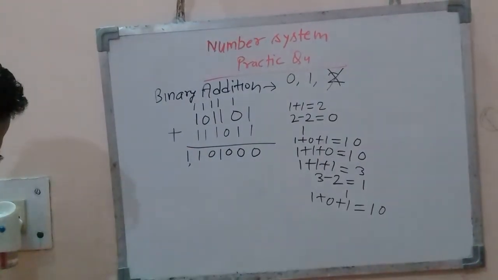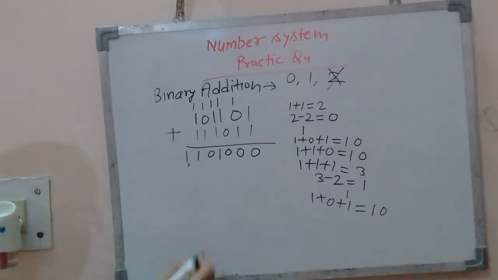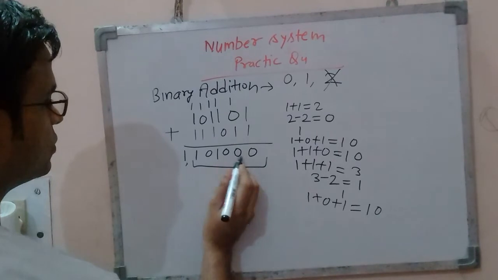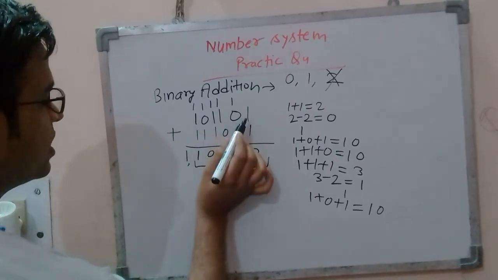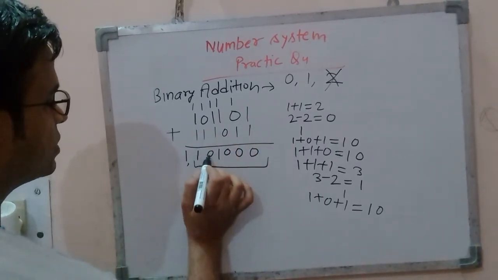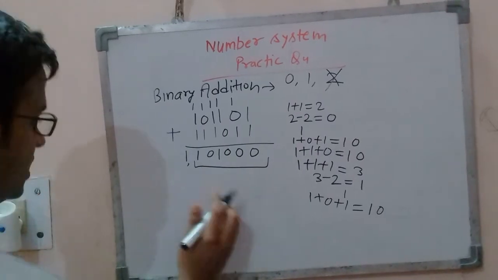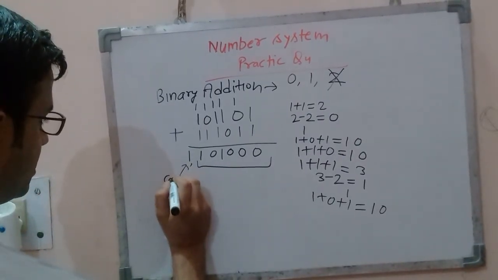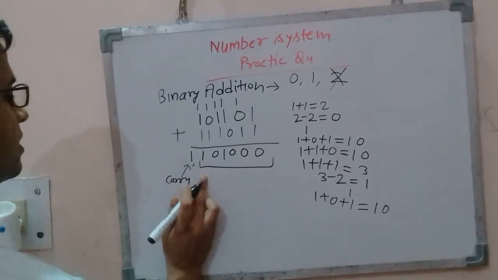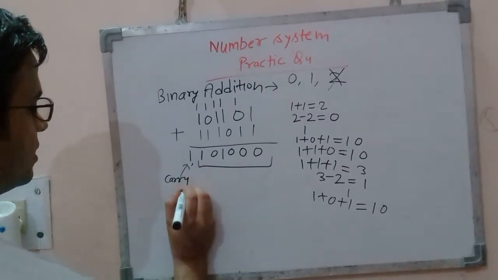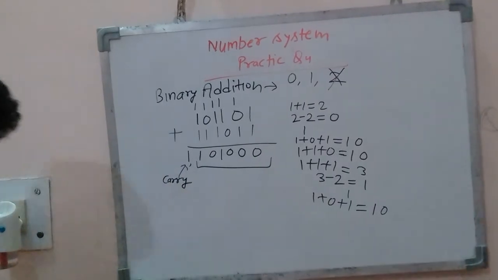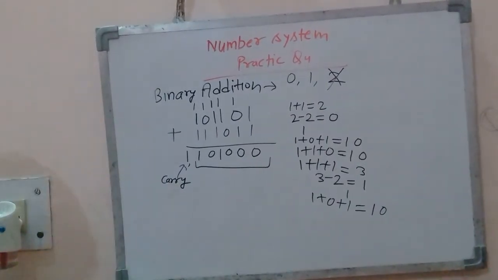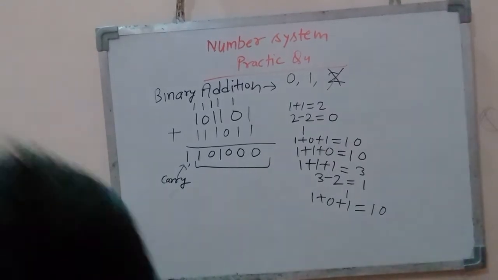So what is the summation? Summation is this one, 1 0 1 0 0 0. Since these are 6-bit numbers, the answer will be 6-bit, that will be 1 0 1 0 0 0, and this last one is acting like a carry, right? You understand? Yes or no? Okay.